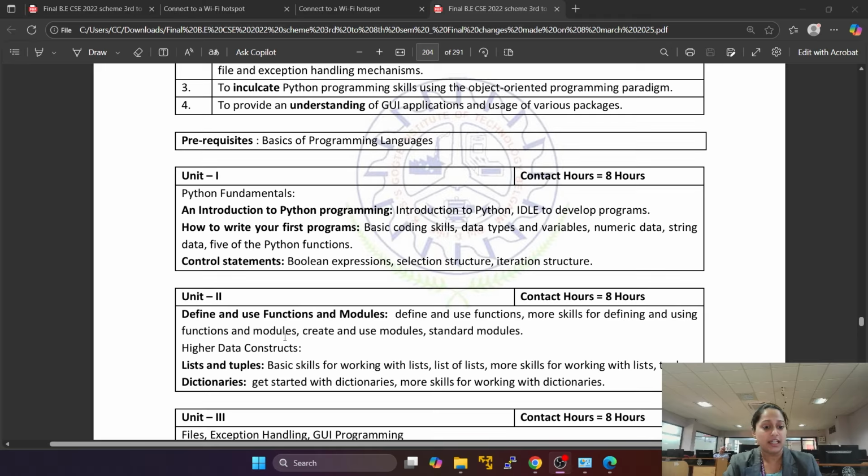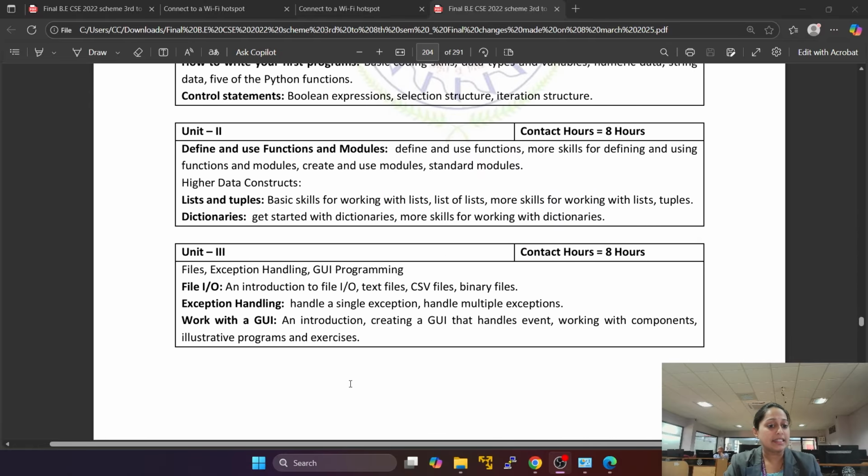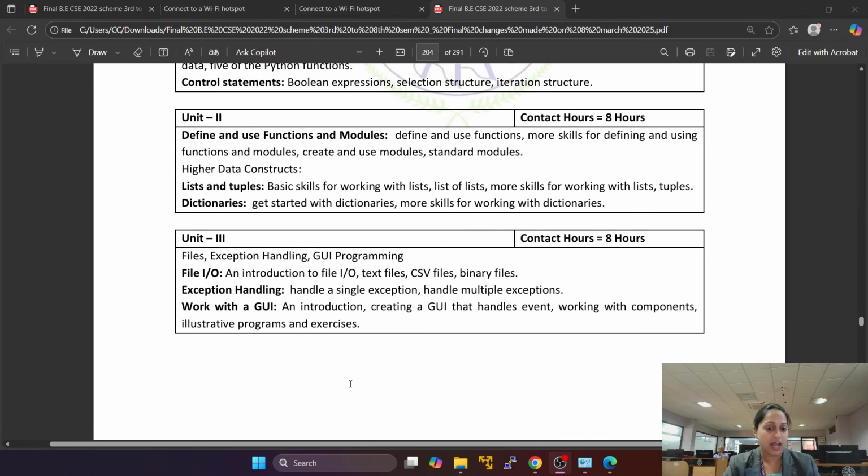And in Unit 2, it has three different chapters in it. In the first chapter, we are going to discuss the functions and the modules, and how to import the modules inside a function. We will also discuss the different data structures of Python programming. There are three data structures that we will be discussing: list, tuples, and dictionaries. In Unit 3, we will be discussing files and exception handling. Also, how to create a GUI, that is graphical user interface, in Python.